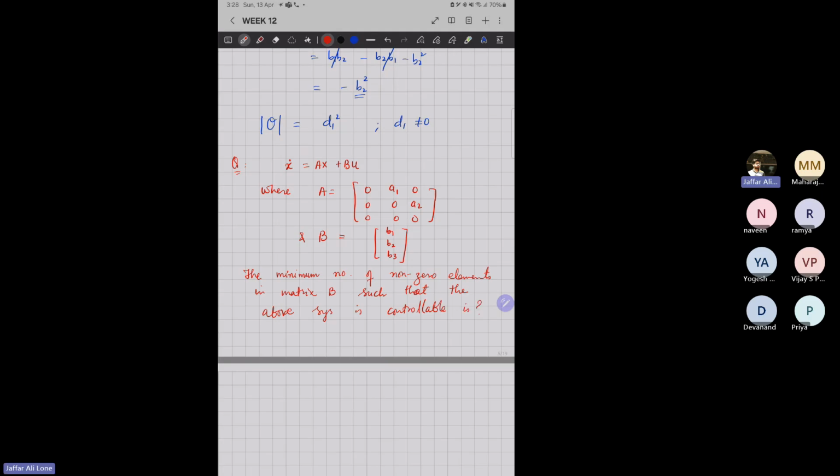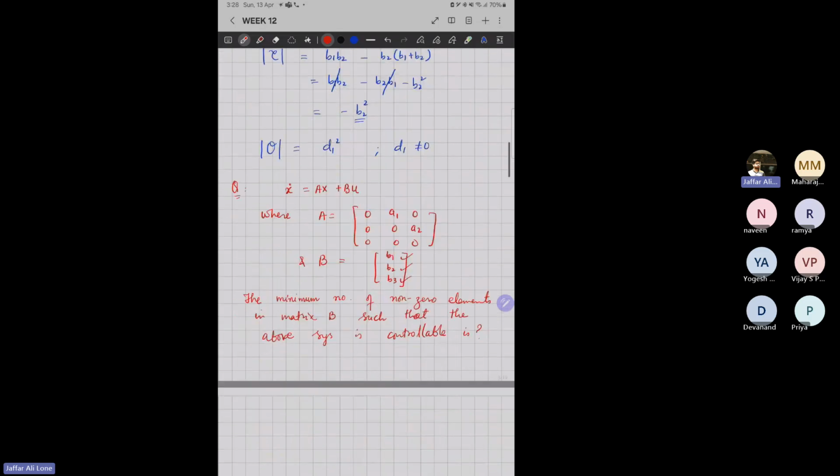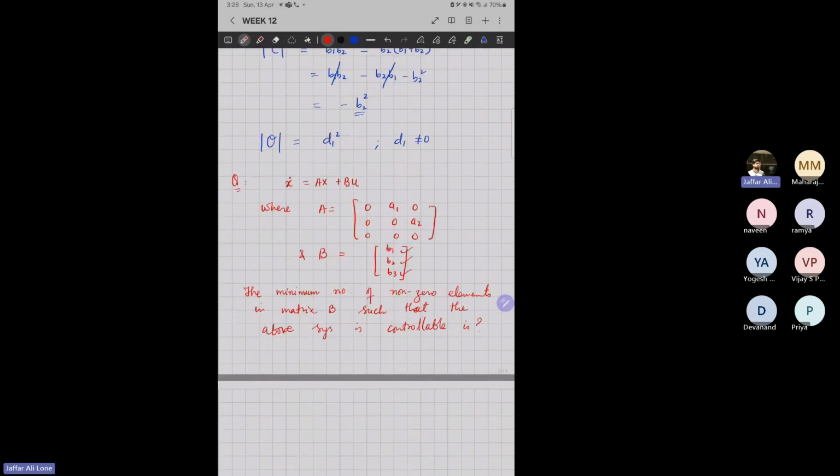So the question is, we're given a system, x dot equal to Ax plus Bu, A is given, B is given, and we're asked what should be the value of B1, B2, and B3. Like the same type of question. Should it be zero or non-zero or whatever? So we are asked the minimum number of non-zero elements in matrix B such that the above system is controllable. Follow the same process and tell me the answer. Just find the controllability matrix, calligraphic C, then find the determinant of that. You'll get some condition. Based on that condition, tell me the answer.